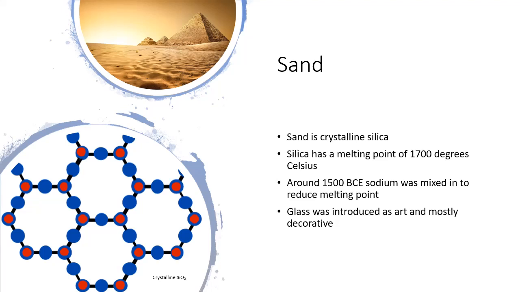The silicate that we'll be discussing is produced primarily from silicon oxide. Silicon oxide is abundant in the world in the form of sand. Silica has a very high melting point of 1700 degrees Celsius, and around 1500 BCE, sodium was mixed into this to reduce its melting point. Glass was introduced as an art and mostly decorative.